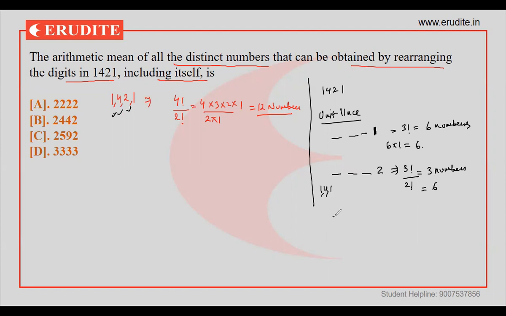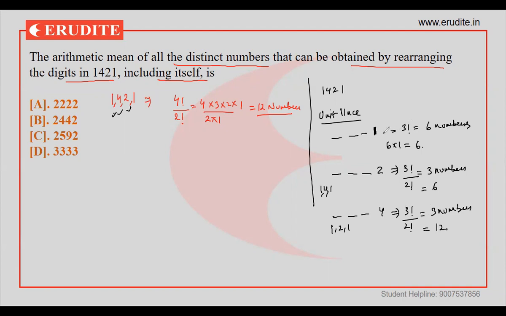Now similarly, guys, if I'm fixing the last place with the 4, then the digits remaining are 1, 2, 1. So how many numbers are there? 3 factorial, since 3 digits can be arranged in 3 factorial ways, and 1 is repeating 2 times. That means there will be 3 numbers. And each number ends with 4. So the sum will be 3 into 4, which is 12.